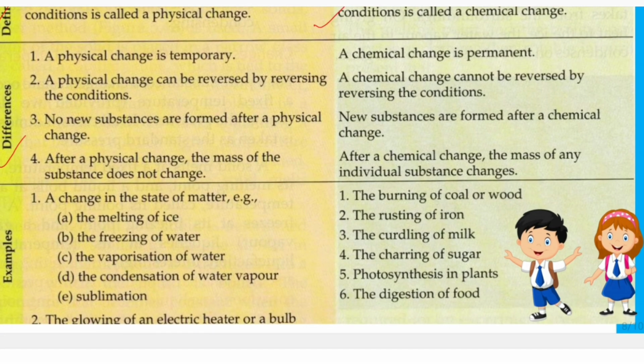Now, look at some examples. Examples of a change in the state of matter are the melting of ice, the freezing of water, the vaporization of water, the condensation of water vapors, and sublimation. Examples of chemical change are the burning of coal and wood, the rusting of iron, the curdling of milk, the charring of sugar, photosynthesis in plants, and the digestion of food.